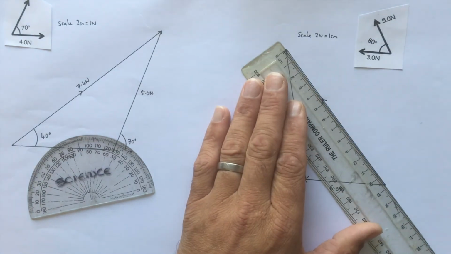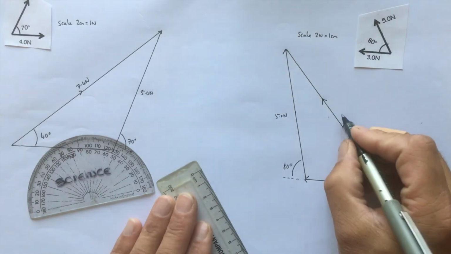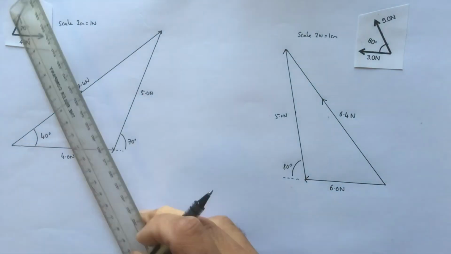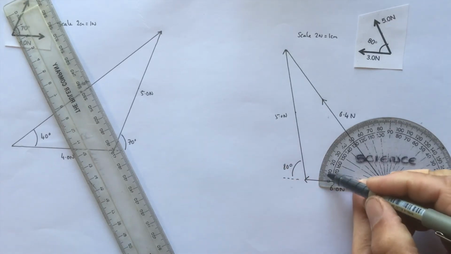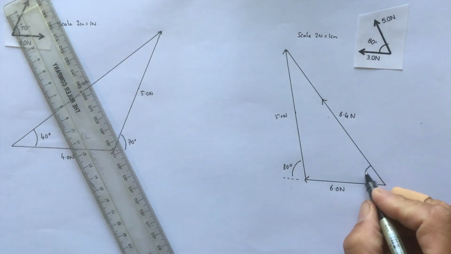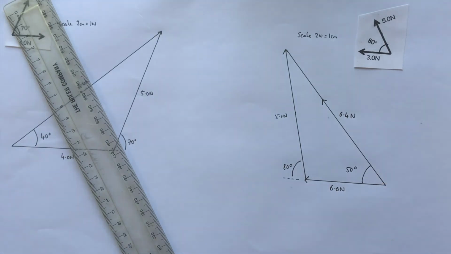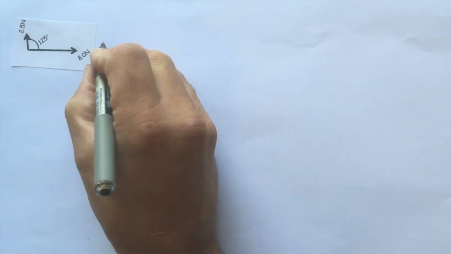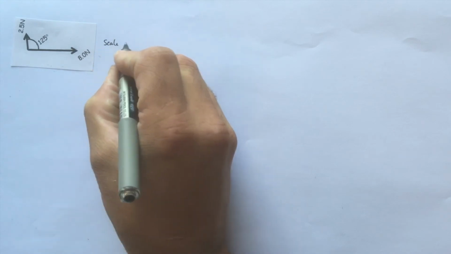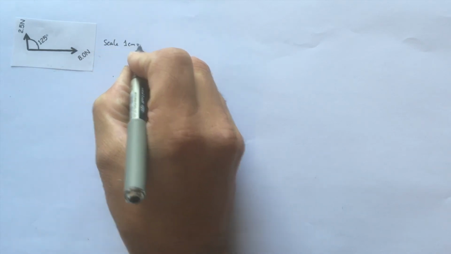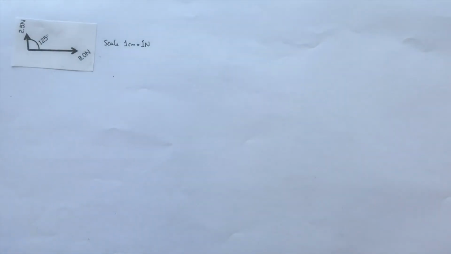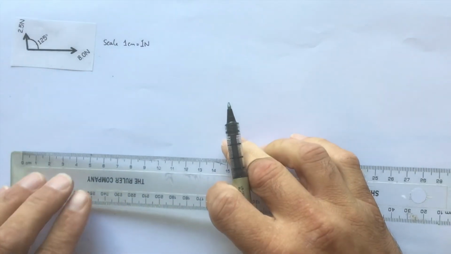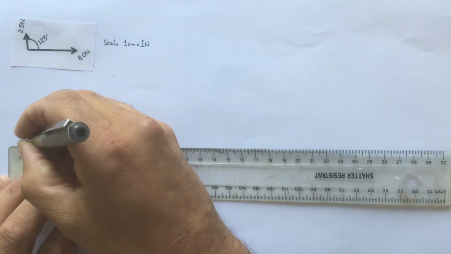I make the length 12.8 centimetres, which is equivalent to 6.4 newtons. Lastly, I use the protractor to measure the direction of this vector, which I make 50 degrees to the horizontal. For the last two, I'll just let you watch me draw these in fast motion and you compare your diagrams to mine. I'm going to use a scale of 1 centimetre to every 1 newton for both of these because they are quite large.